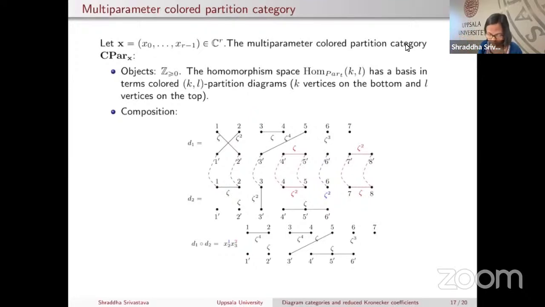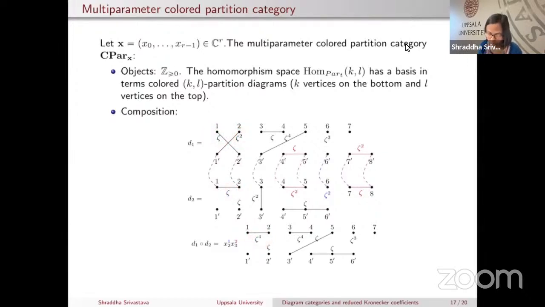So for example, here this gets combined, and this gives this path here in the resulting diagram. So here we have a zeta, then we had a zeta square, then we have a zeta. So we get zeta power 4 here. And likewise, we can do it for everything.